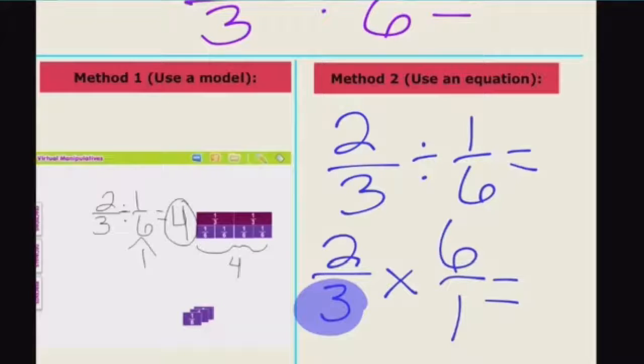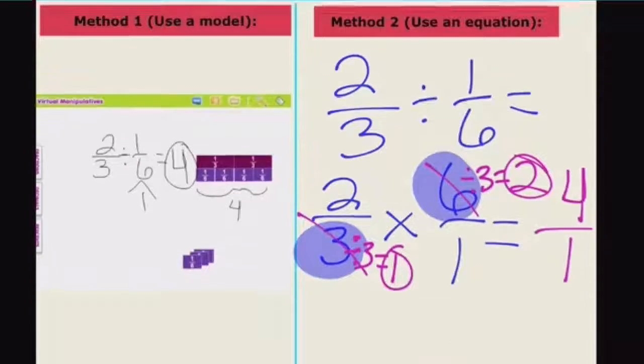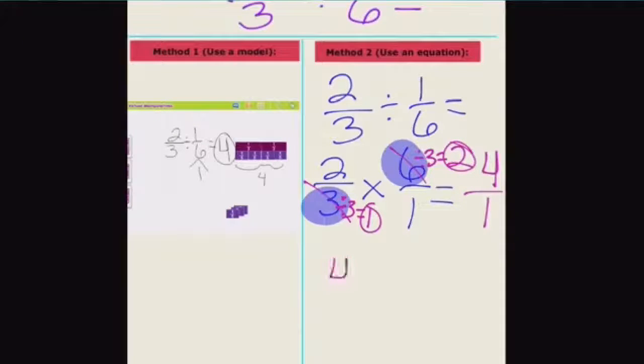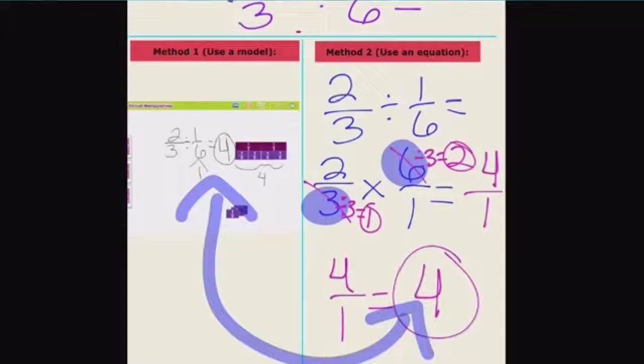I spy a 3 and a 6 that have a common factor of 3. I'm going to divide them both by 3. 3 divided by 3 is 1. And 6 divided by 3 is 2. So we're going to multiply my new numbers together. 2 times 2 is 4. And 1 times 1 is 1. And we know that 4/1 simplifies to 4. So once again, we get a final answer of 4.